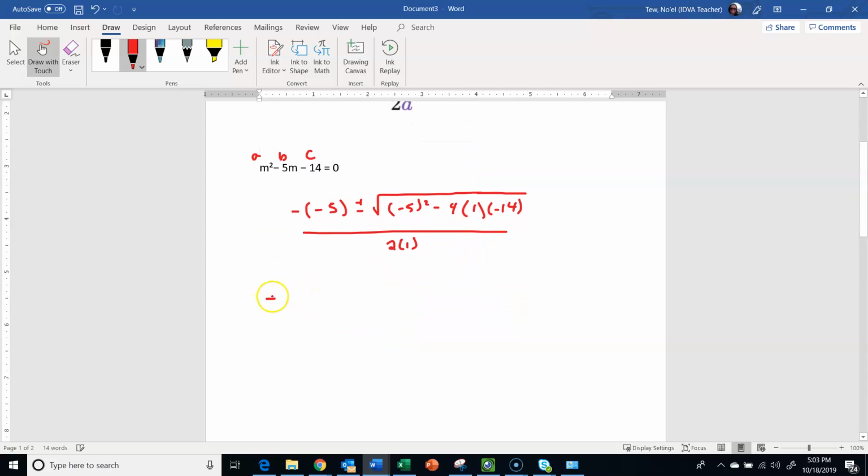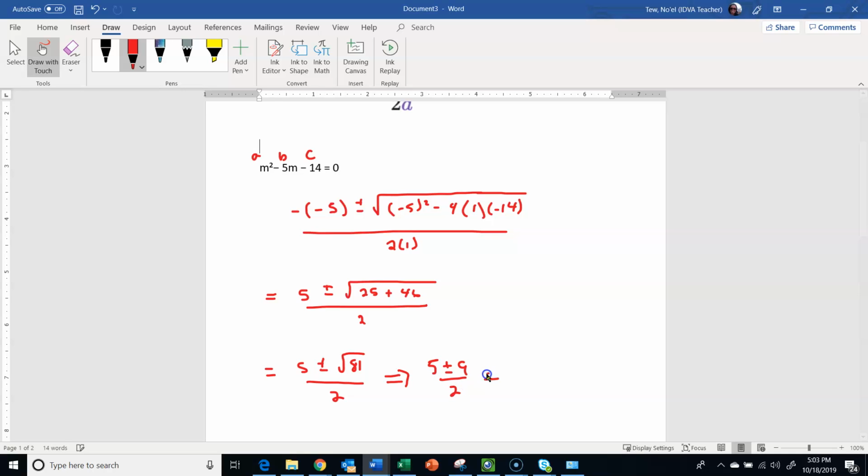So we're going to get 5 plus or minus the square root of 25 plus 56, divided by 2, equals 5 plus or minus the square root of 81, divided by 2. How lovely. So we know the square root of 81, of course, is 9. So what we're going to end up with here is 5 plus or minus 9 divided by 2.